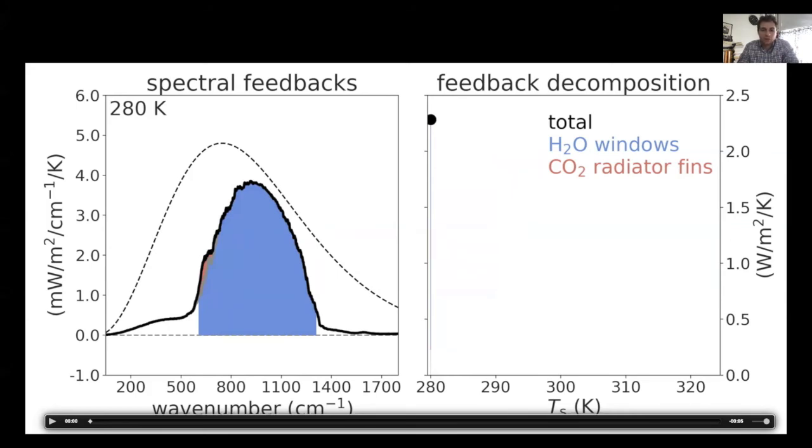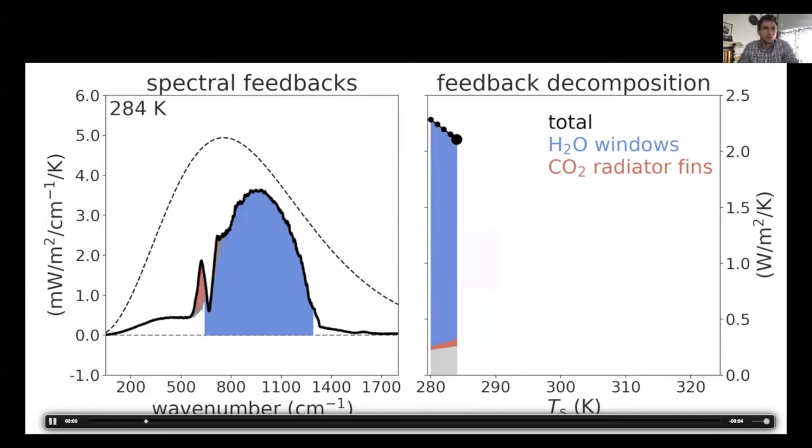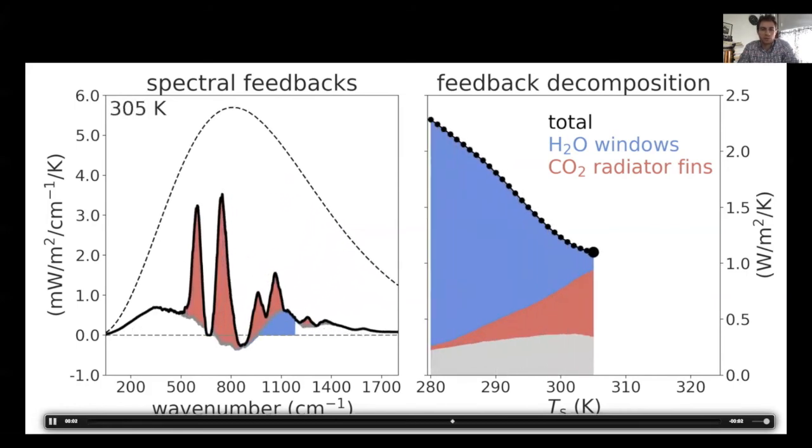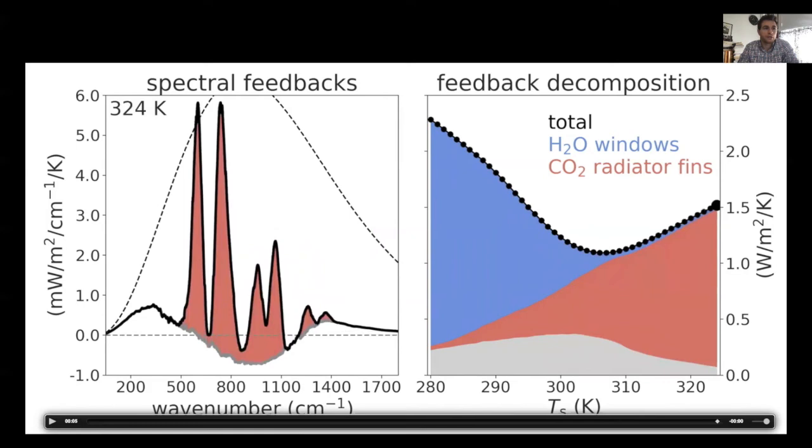In each panel on the left here, I'm plotting the spectral feedback. And again, I'll shade the H2O window and CO2 radiator fins. And on the right is the spectrally integrated feedback, but decomposed into contributions from those two terms. So I'll play this animation a few times and pause to talk over it.